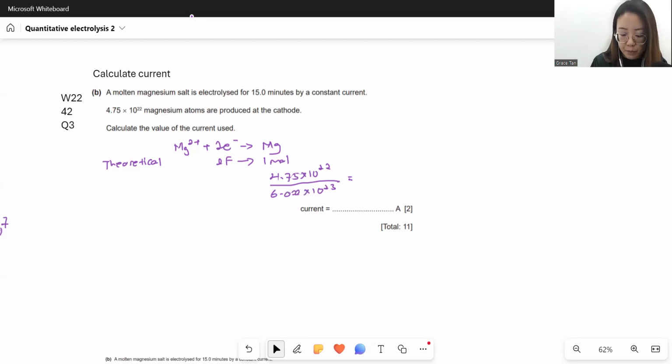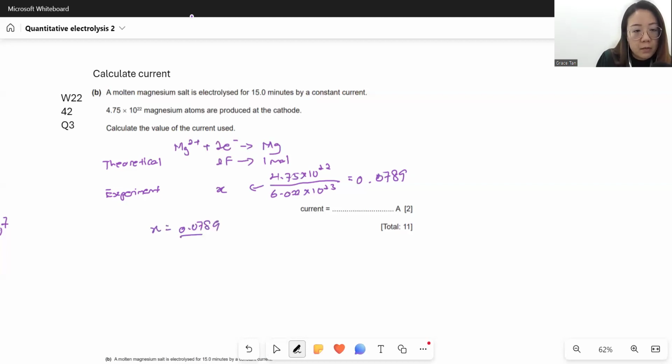So the number of moles here would be 0.0789 moles. So this is your experiment, you obtain 0.0789. Now, can we work back to the quantity of charge passed? Therefore, X equals 0.0789 divided by 1 times 2 Faraday.